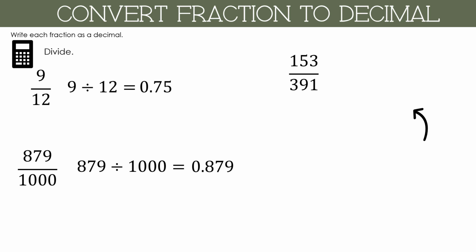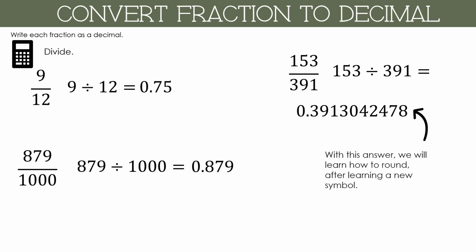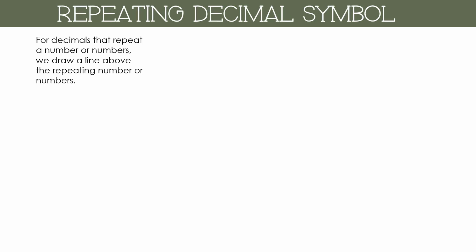Let's try this one. 153 over 391. Well, once again, we're going to do the same thing. 153 divided by 391. In this case, we have a really long decimal. And so, with this answer, we're going to learn how to round after learning a new symbol first. Let's look at the new symbol. For decimals that repeat a number or numbers, we draw a line above the repeating number or numbers. What? Let me say it like this. A line above a number in a decimal tells us it repeats.